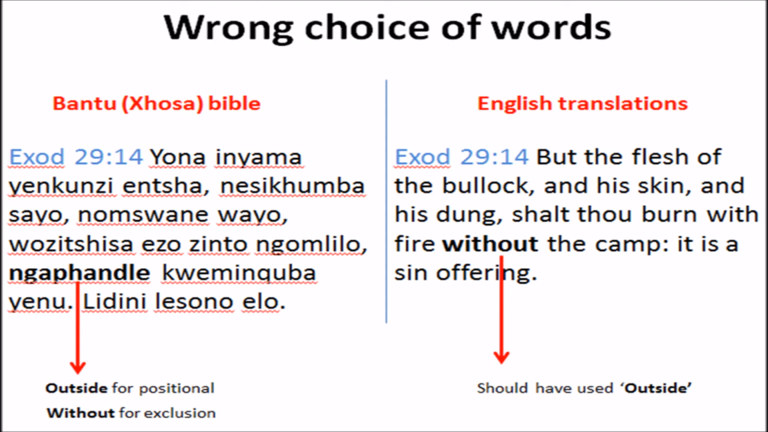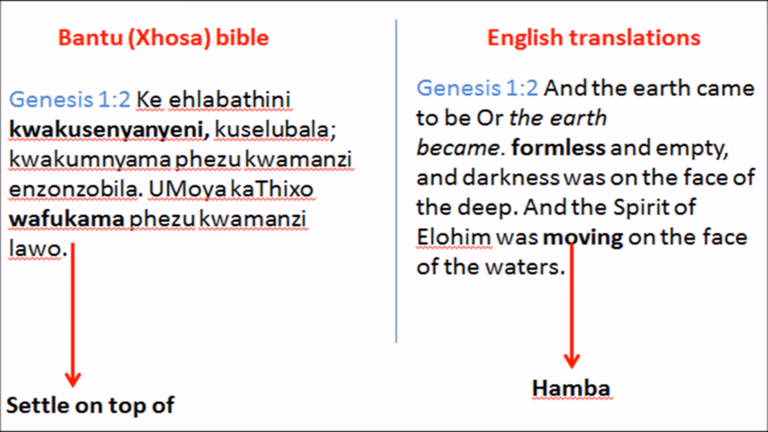Not without. They picked up the wrong one. Okay, let's look at another one. Now, that was the one that was hilarious. Here's another one that is worse too, because now they don't have any word for fukama.